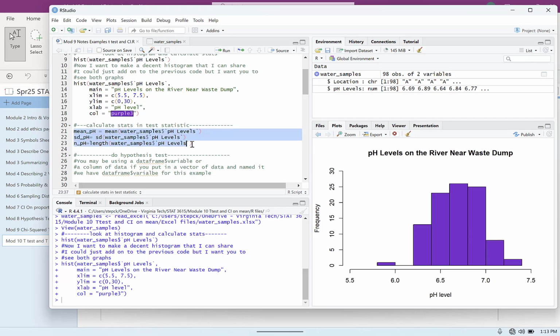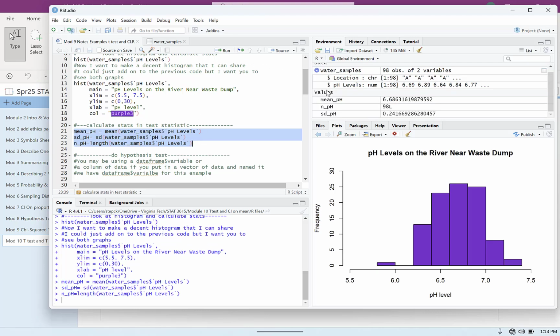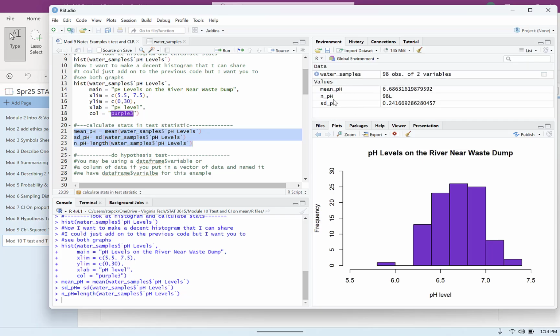Now we're going to talk about the output here in just a minute. Let me go ahead and run it. Run that data. And those variables show up in my environment on the right. The mean is 6.686. The sample size is 98. Notice it gives it an L. It tells you that's the length or number of data points. Do not keep that L when you report that sample size. And then standard deviation is 0.24.